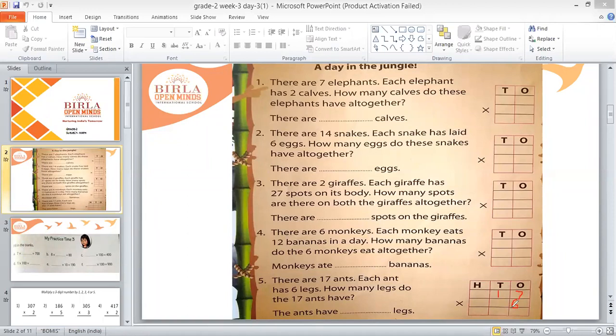Yes, 6 sevens are. Yes, Azlan, 6 sevens are. 42. Very good. 6 sevens are 42. So we will write here 2 in ones place and we will write 4 as carry over in tens place. Next, Azlan, in tens place, what we'll write?